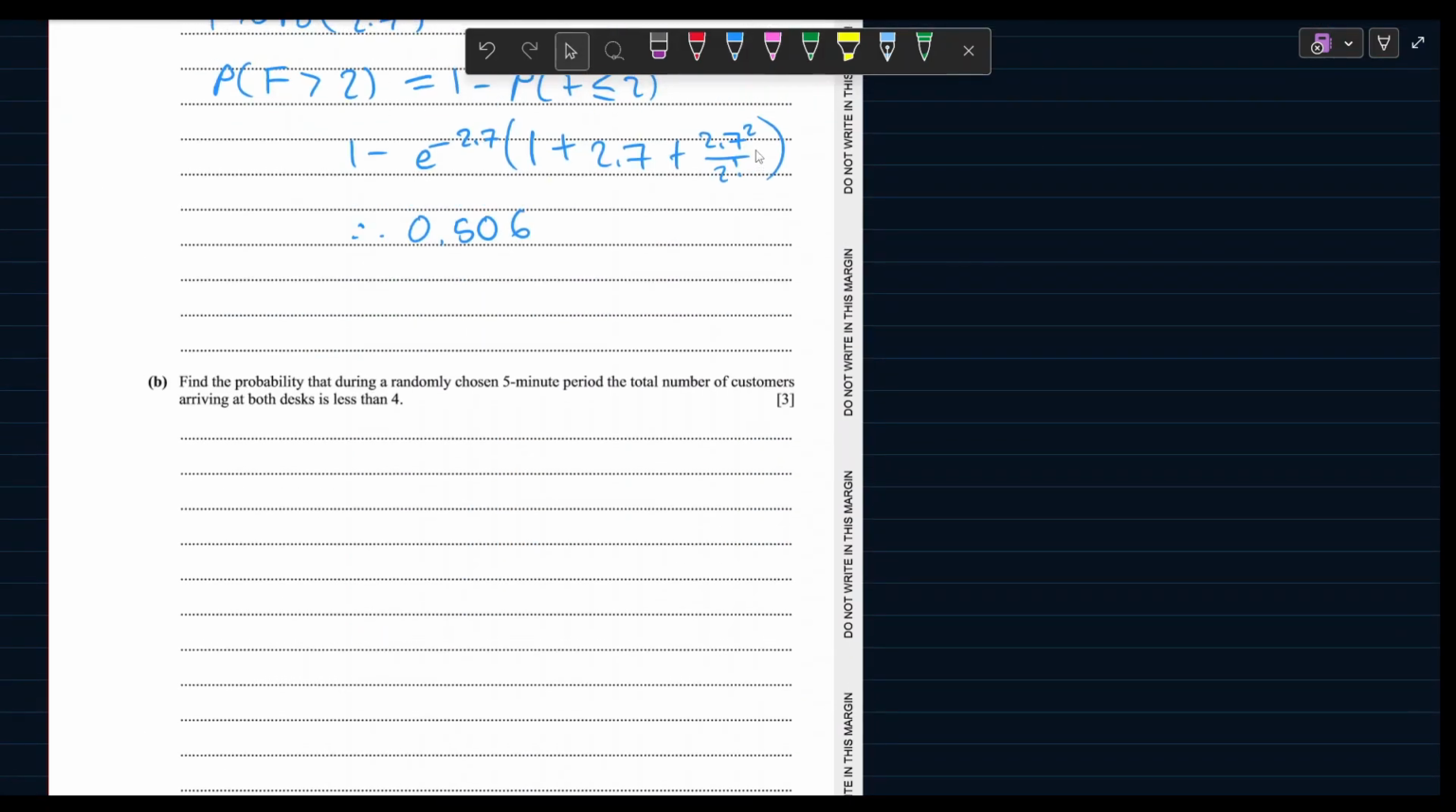Part B says, find the probability that during a randomly chosen 5-minute period, the total number of customers arriving at both desks is less than 4. So let's define our random variable T as the total number of customers arriving at both desks per 5 minutes.